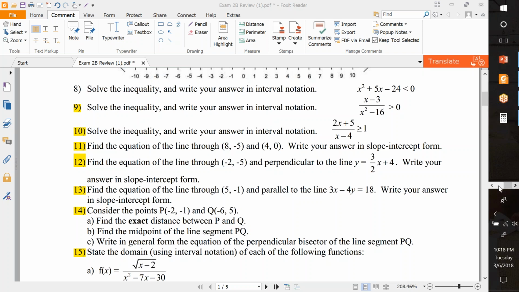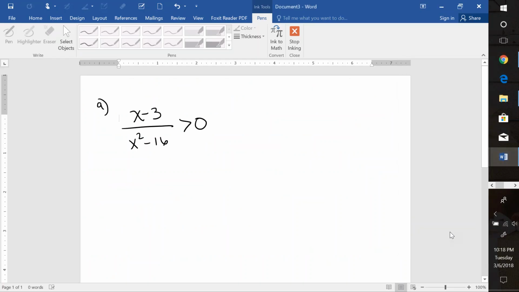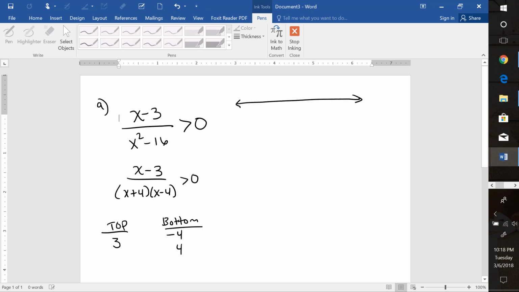So let me go back to my Word document. Okay, so if you factor this denominator, that would be x plus 4 and x minus 4 because of the perfect squares. We've got a 0 on the right side, so we're good there. And then we would make our chart because our top value that equals 0 is positive 3. Our two bottom values would be negative 4 and positive 4. And then we are going to place them, remember, on a number line from least to greatest. So negative 4 would be first, then 3, then 4.